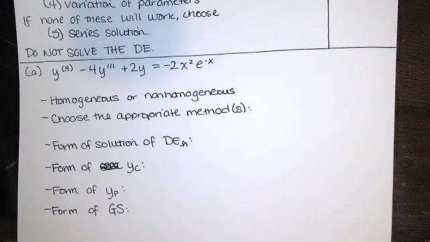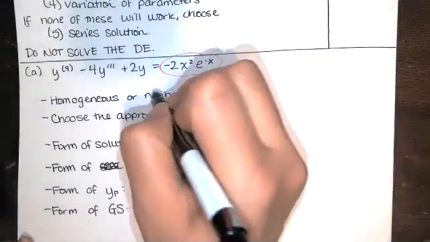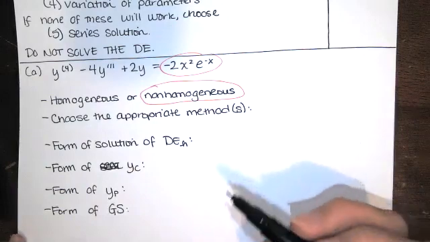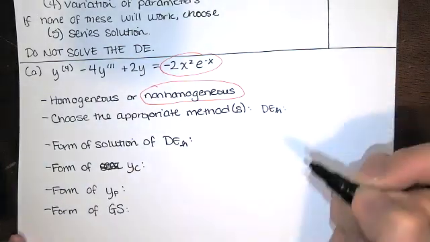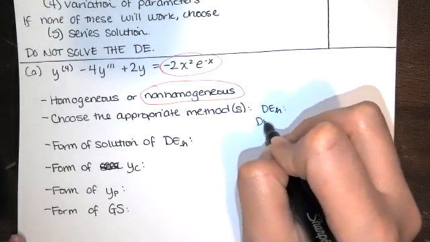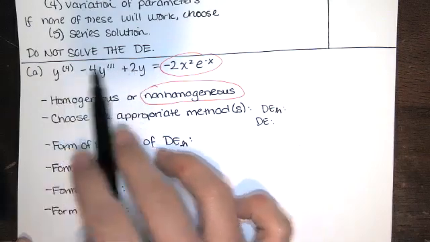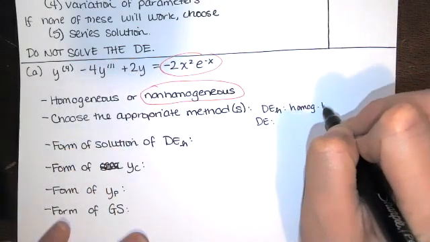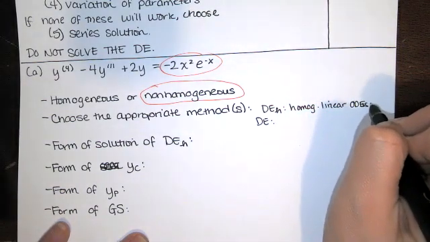So this is our first differential equation. The question is, is it homogeneous or non-homogeneous? This right-hand side is non-zero, so that makes it non-homogeneous. Since it's non-homogeneous, we need a method for the corresponding homogeneous equation and then a method for the non-homogeneous part. Since the corresponding homogeneous equation has constant coefficients, we're going to use the method for homogeneous linear ODEs with constant coefficients.